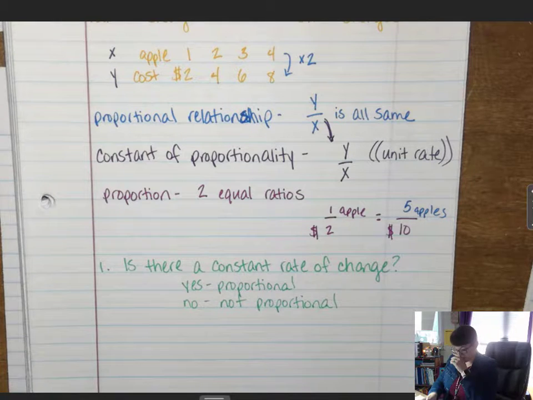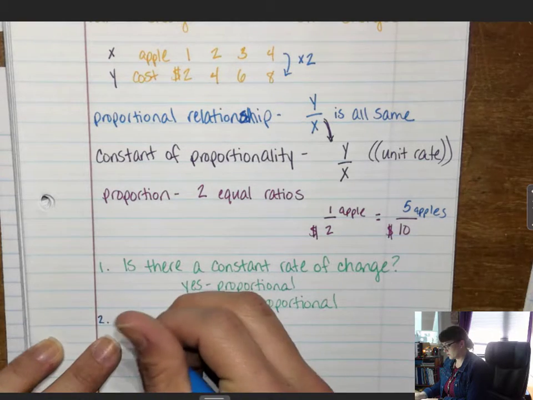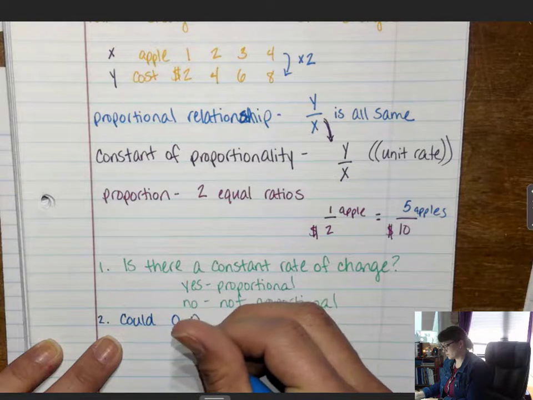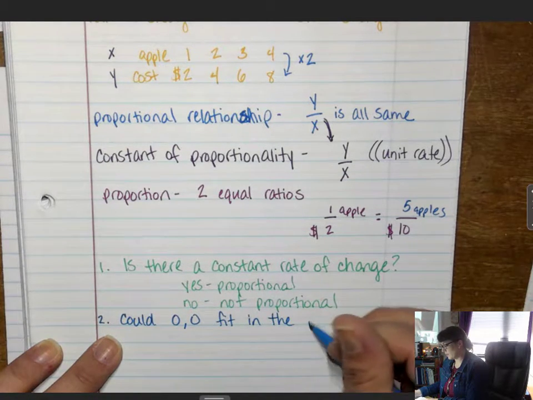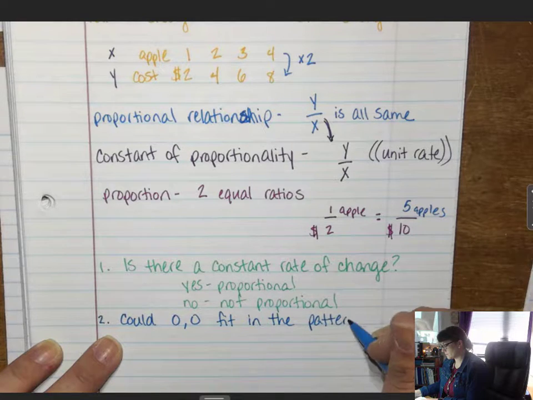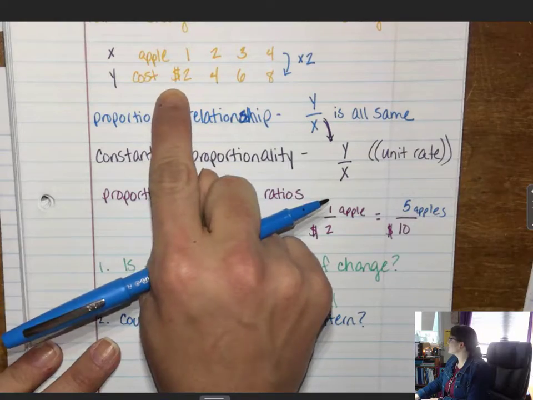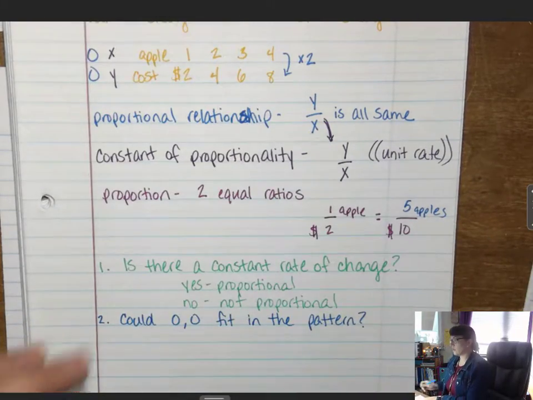Next thing I want you to look at. Part of being proportional means that at some point it would be 0, 0. Could 0, 0 fit in the pattern? So 0 apples costs how much dollars? $0.